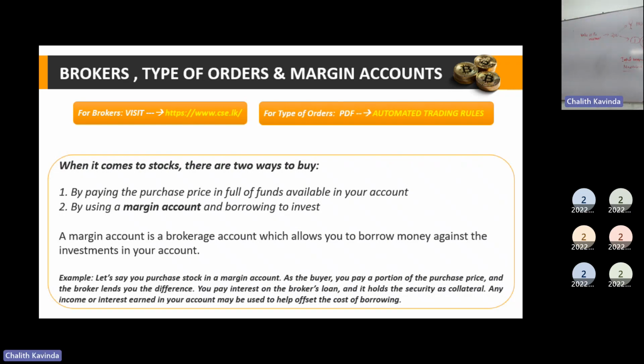Here you could see when it comes to stocks, there are two ways that you can buy it: by paying the purchase price in full from funds available in your account, or by using a margin account and borrowing to invest. A margin account is a brokerage account which allows you to borrow money against the investment in your account. Based on the value in your account, the broker will decide.